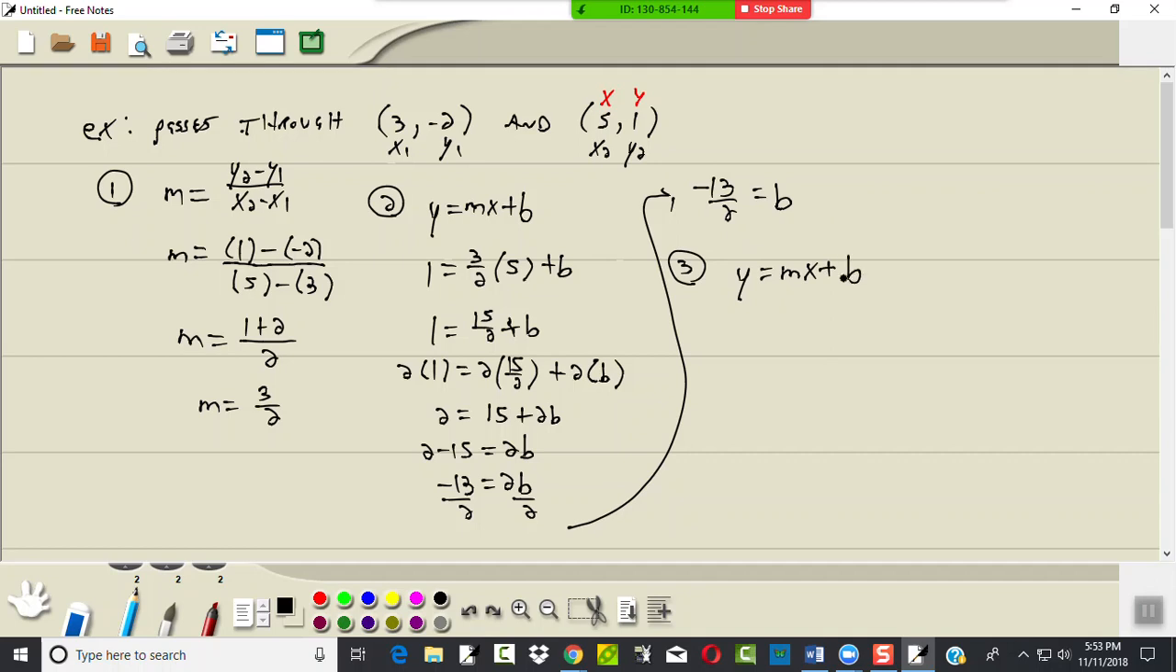Then step 3 was to write our answer down. Plug in the m we found in step 1, which is 3/2. Plug in the b we found in step 2, which is -13/2. And that'll be our answer.